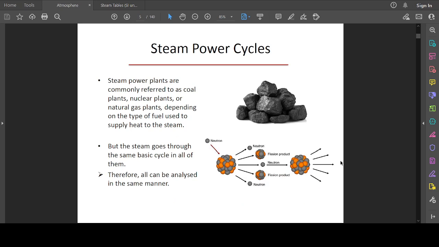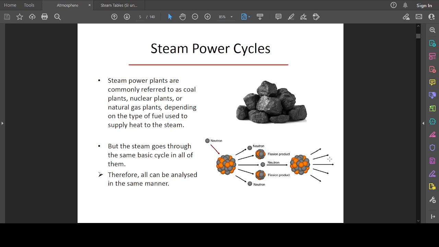Steam power plants are commonly referred to as coal power plants, nuclear plants, or natural gas plants, depending on the type of the fuel used to supply heat to the steam. But the steam goes through the same basic cycle in all of them. So therefore, all can be analyzed in the same manner.